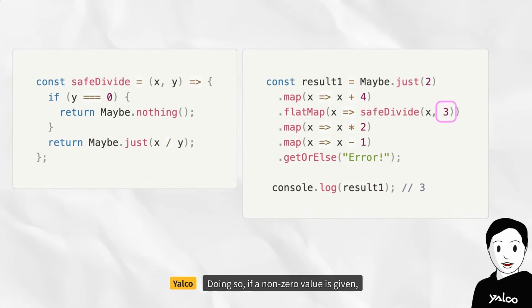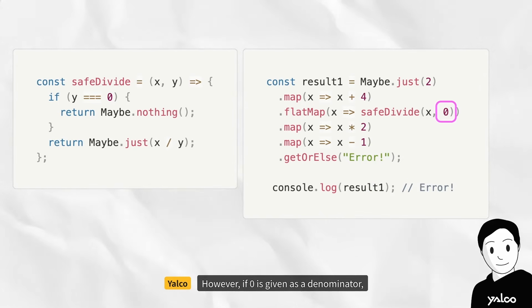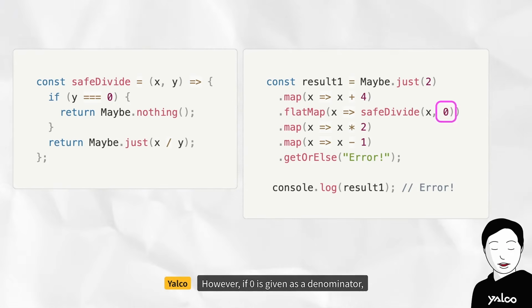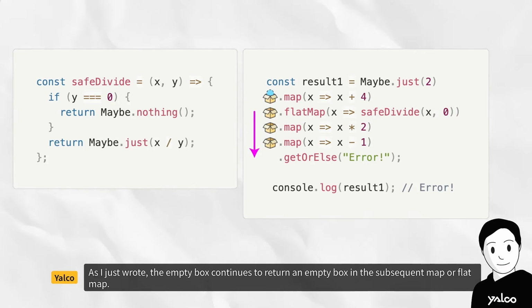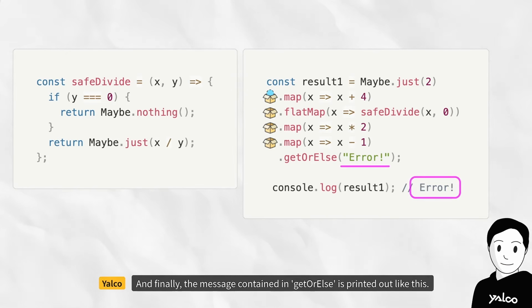But because division can cause an error when the denominator is 0, apply the safe divide function we just wrote with FlatMap. Doing so, if a non-zero value is given, the normal value is passed in the box until the end of the code and 3 is returned. However, if 0 is given as a denominator, the box becomes empty at this point. As I just wrote, the empty box continues to return an empty box in the subsequent map or FlatMap. However, the program does not terminate due to an error. And finally, the message contained in getOrElse is printed out like this.